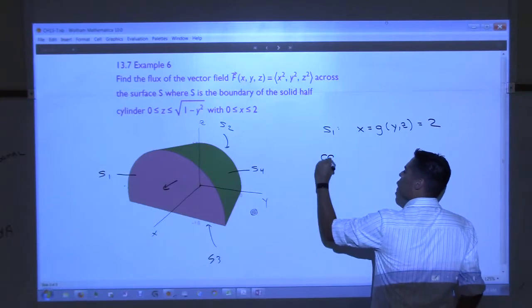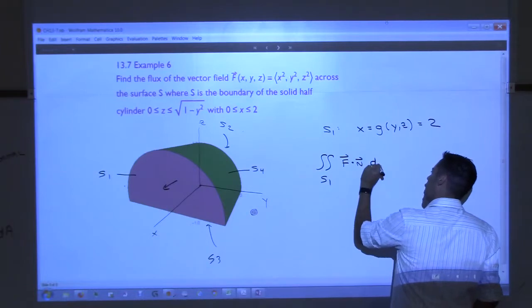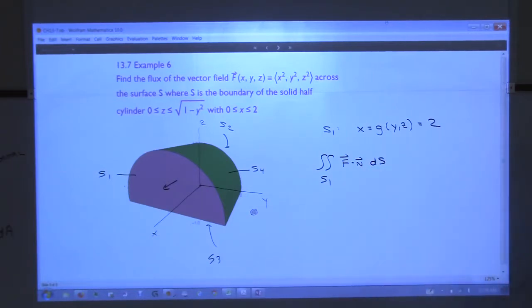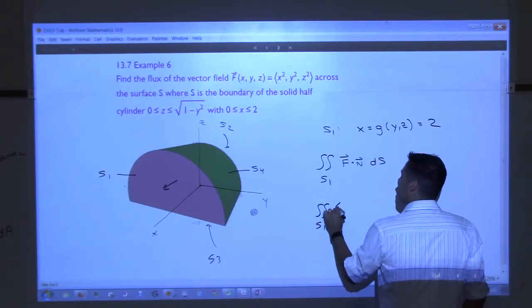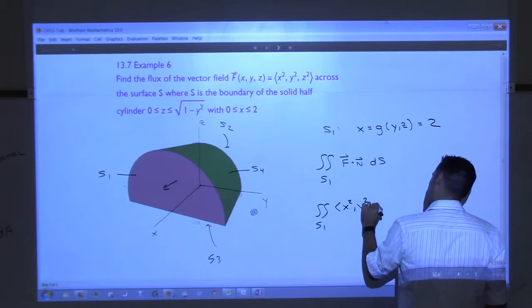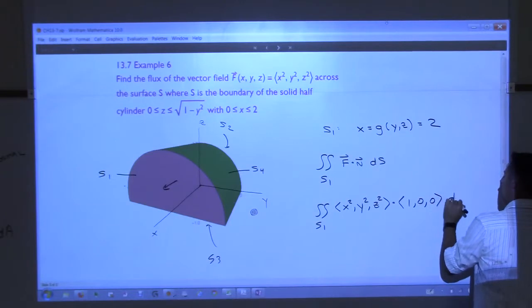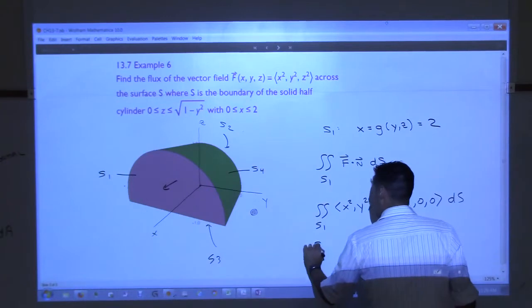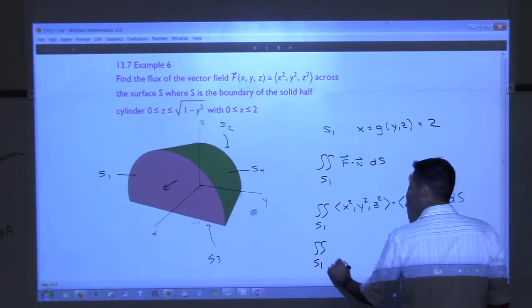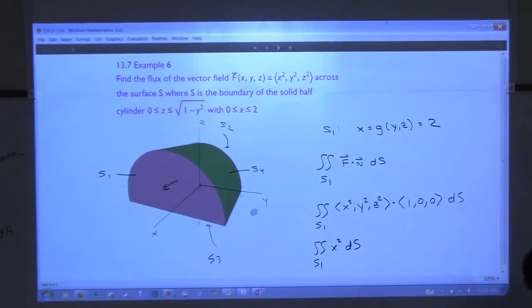The flux over S1 should be F dot the normal ds. So what would happen if I take the vector field, x squared, y squared, z squared, and I dot it with the normal vector 1, 0, 0, ds? All I'm left with is what? X squared, right? So this is the integral over S1 of x squared ds, which is, what's x?